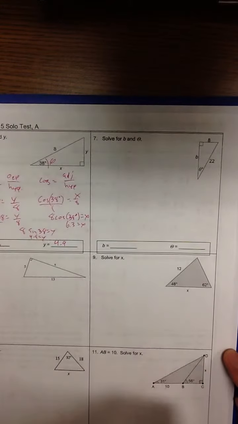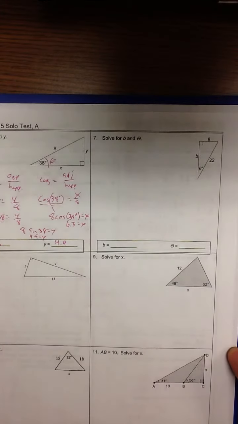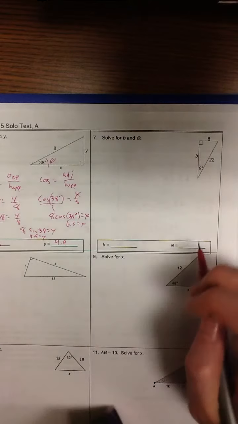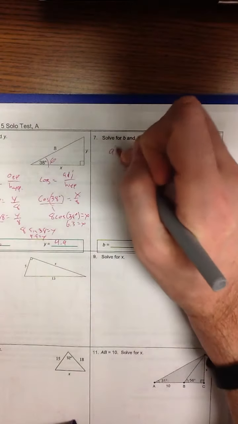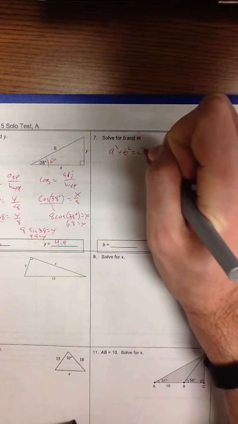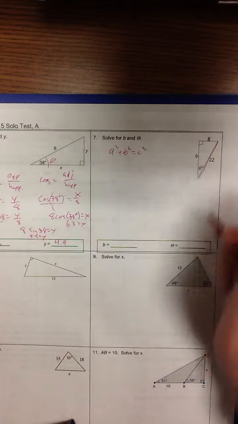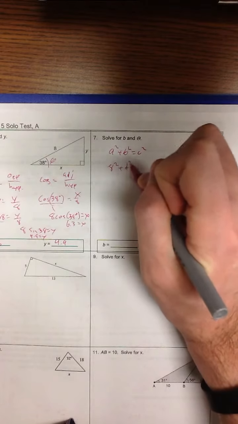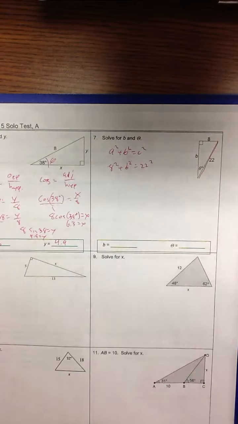So if we go over to number 7, we want to solve for both b and theta. Well, I've got two sides of a right triangle. I should probably use Pythagorean theorem here. So that's a squared plus b squared equals c squared. I know my hypotenuse is always c. So that's going to be 8 squared plus b squared equals 22 squared.